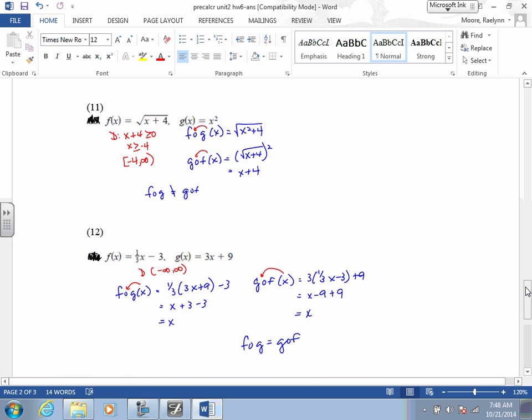All right, number 11. This wanted you to find f of g and g of f, and the domain of f of g.